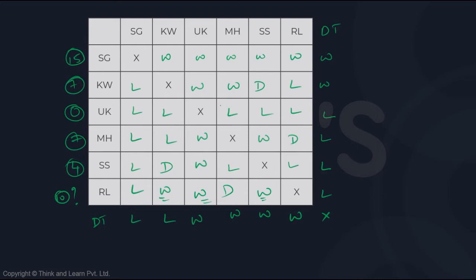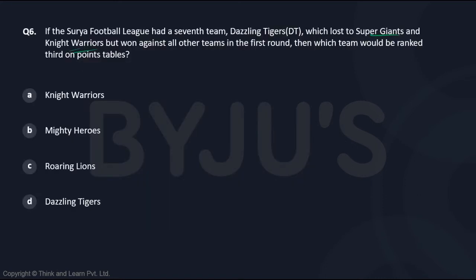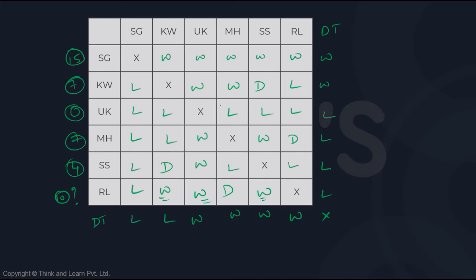So now the question is, which team would be ranked third on the points table? So what are the total points now? This total will be 15 plus 3, 18. The total points here will be 7 plus 3, which is 10. The total points here will still be 0. The total points here will be 7 itself. And here the total points will, once again, remain 4. And the total points here will be 1, 2, 3. Yes, this will remain 10.